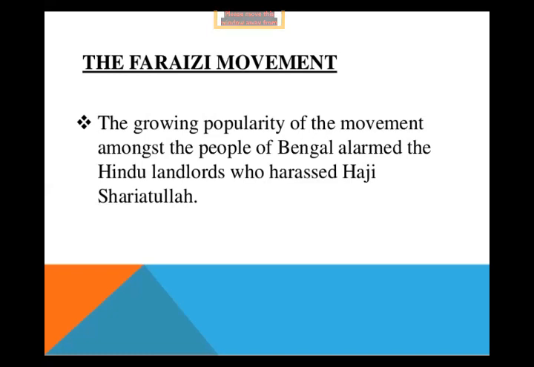Haji Shariatullah was succeeded by his son Mohsen Uddin Ahmad, popularly known as Dudu Miyan, who became very popular in the districts of Dhaka and Faridpur. He was born in 1819 and went to Arabia at an early age. Mohsin Uddin took over the leadership of the Faraizis from his father. He introduced a political change in the Muslim movement, which became the symbol of resistance of the Muslims of Eastern Bengal against the Hindu landlords.